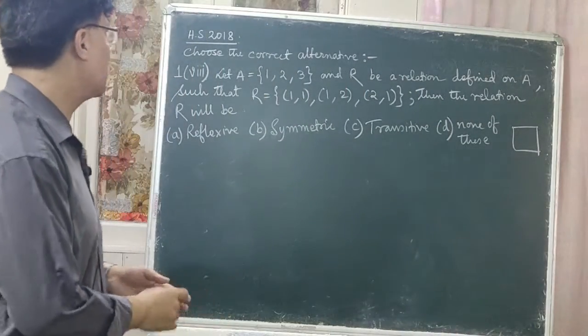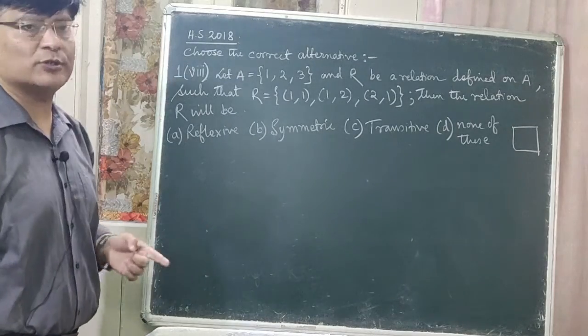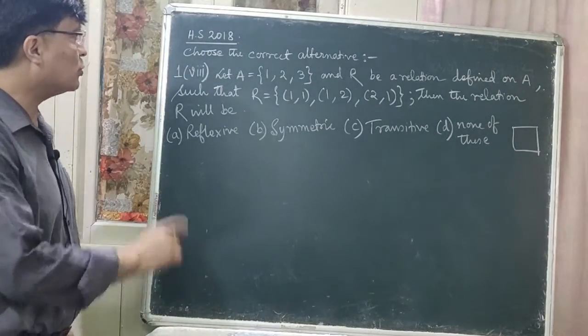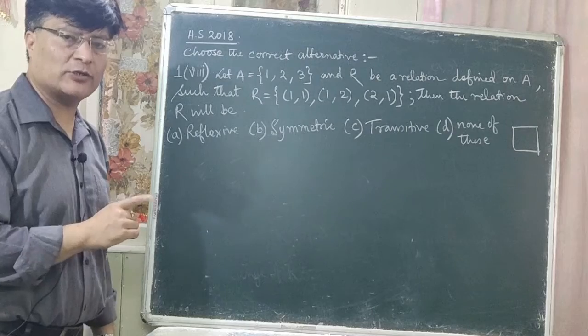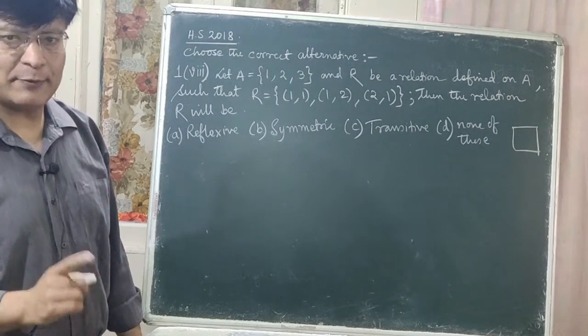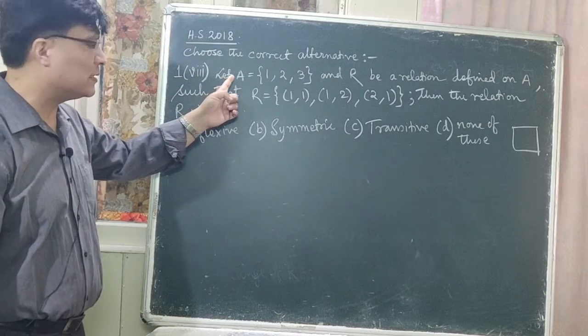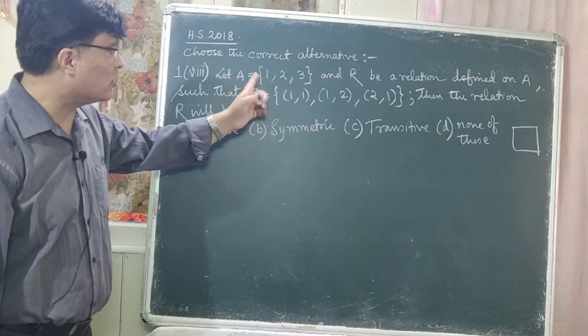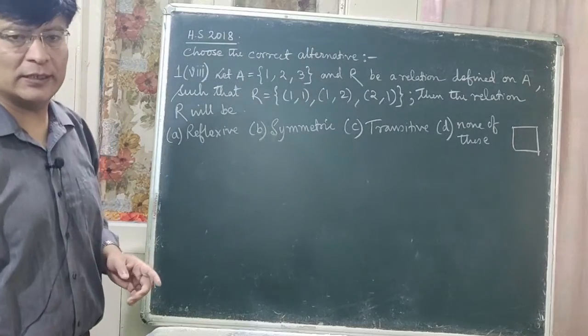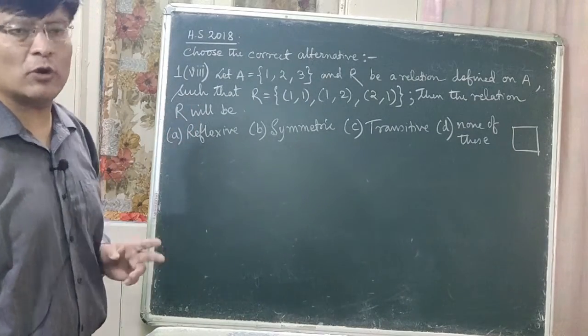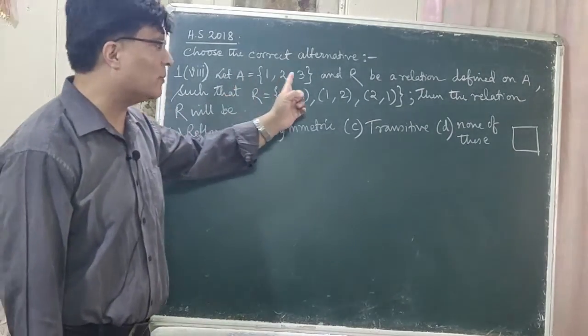So now we'll do the next question, that is from HS 2018. You have to choose the correct alternative. So this is also from the objective type of questions. Question number 8 is: let set A is equal to 1 comma 2 comma 3. It is the set of 3 positive integers, that is 1 comma 2 comma 3.